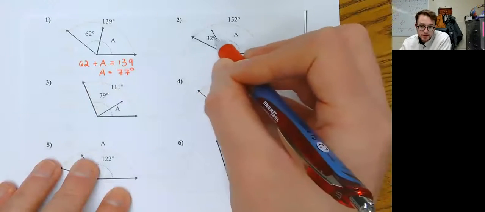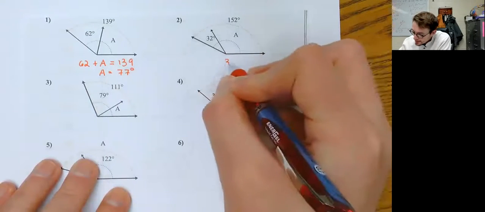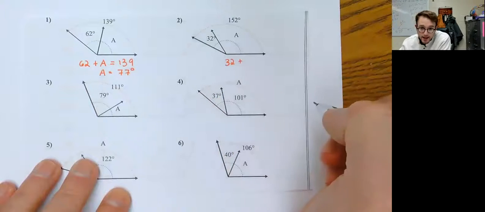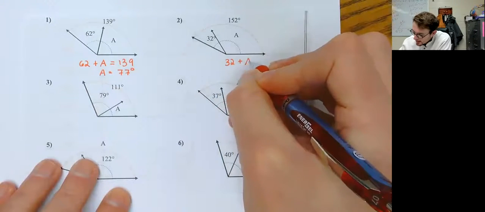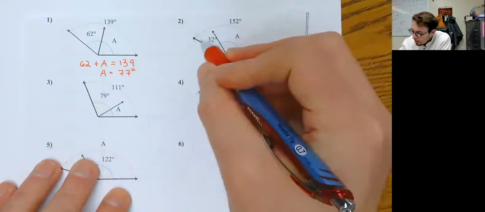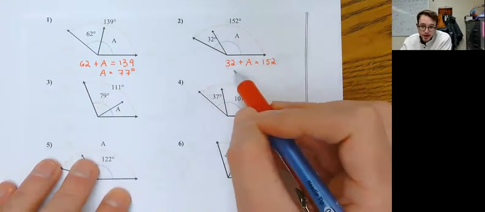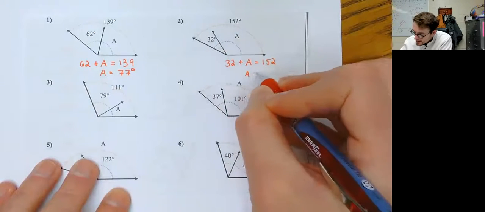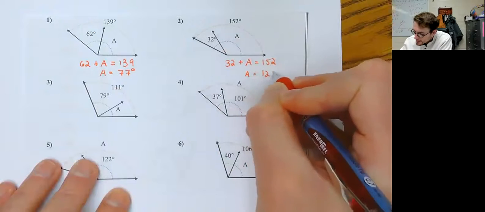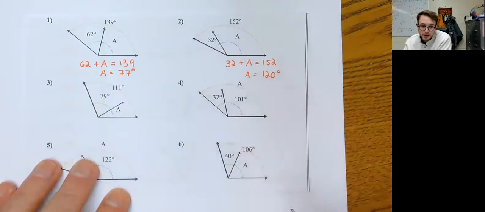Same thing in this case, you get the little piece, which is 32, plus A equals the whole thing, which is 152. Subtract off 32 degrees from both sides, and you get A equals 120 degrees. That would be your answer.